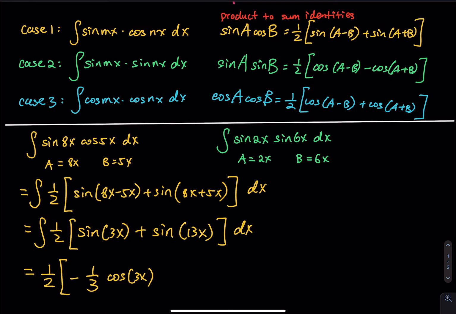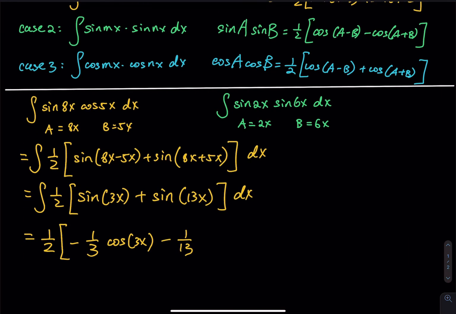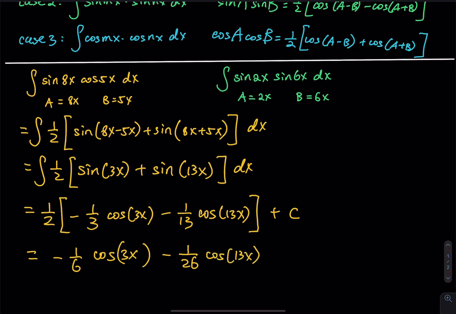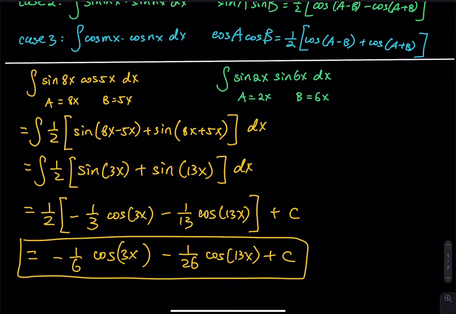Same thing for the sine of 13x. So this is minus 1/13 cosine of 13x, close the square bracket, and now you can add the plus C. The last step, you distribute the 1/2, so you have negative 1/6 cosine of 3x, minus 1/26 cosine of 13x, plus C. This is the final answer.